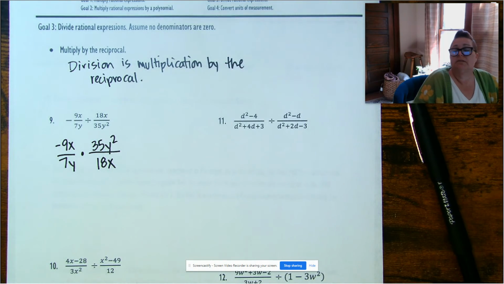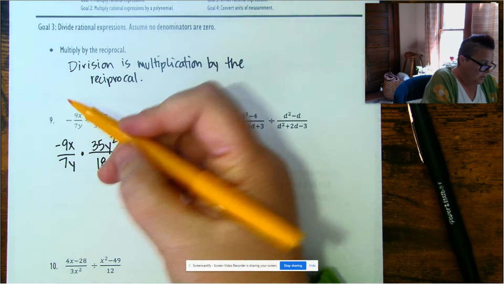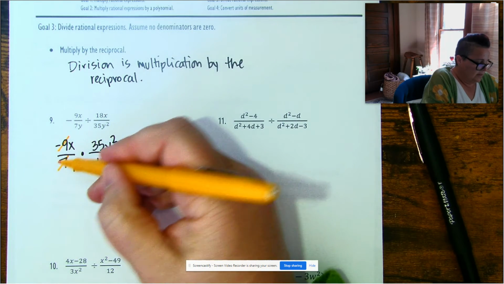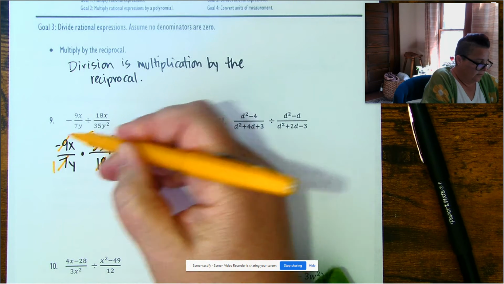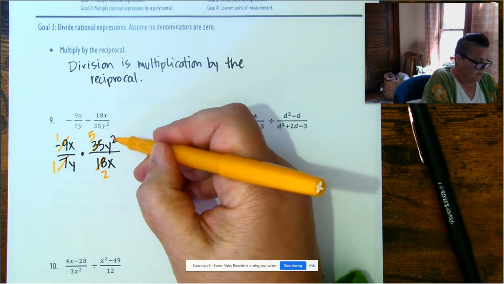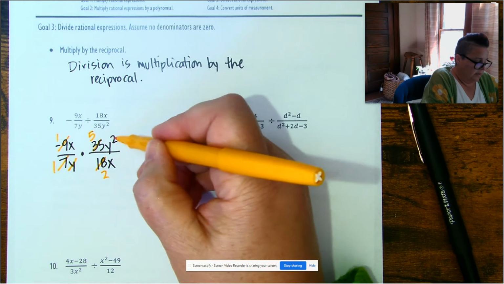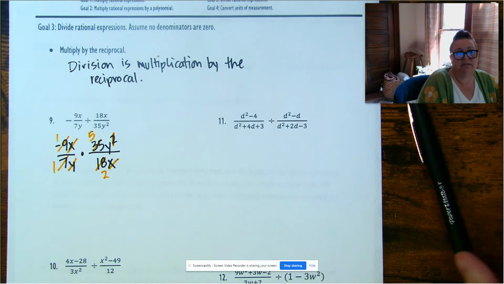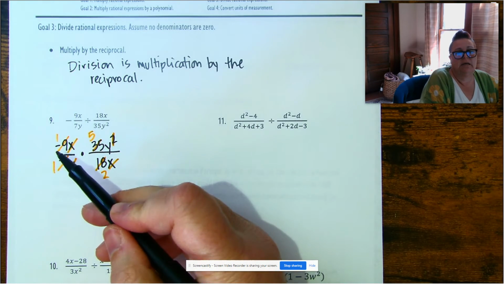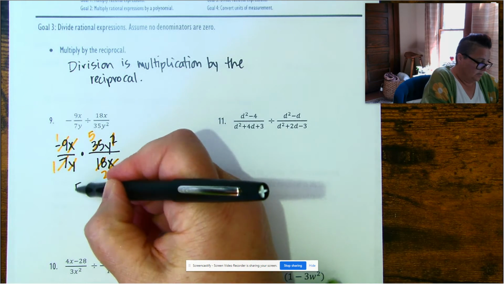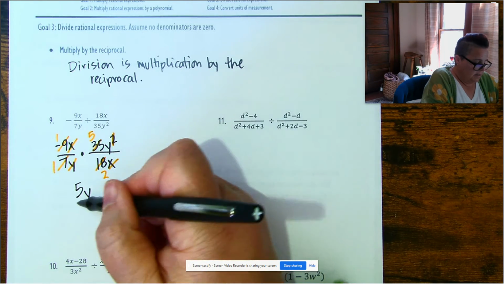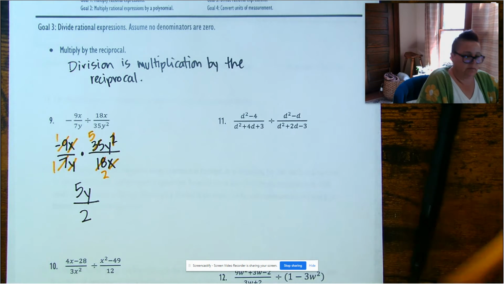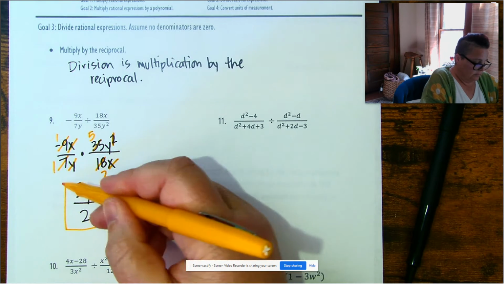These are monomials, so we won't be factoring them. Negative 9 and 18 is 2. 7 is 1. 35 is 5. Y squared and y, this y will cancel, giving us y to the first. And the x's will indeed cancel as they are both x to the first. In the numerator, this leaves me with a 5 and a y. In the denominator, I am left with only a 2. So this would be 5y over 2.